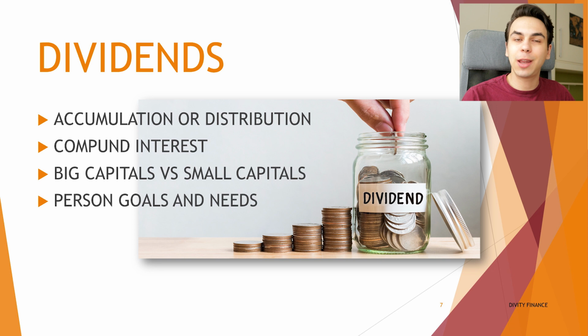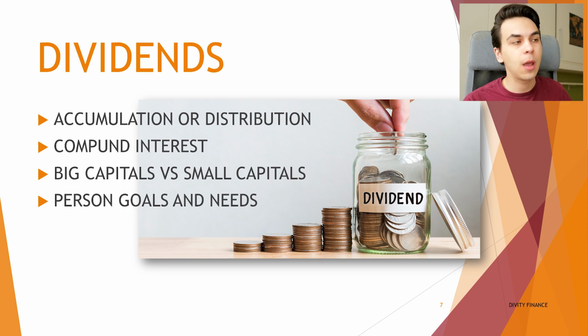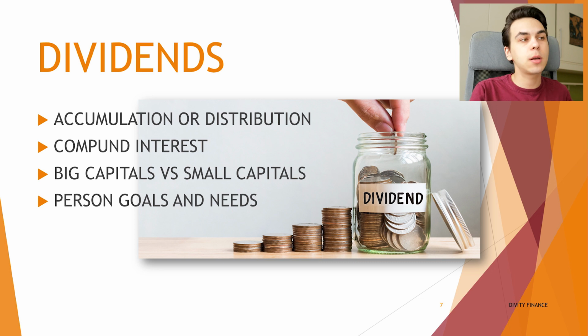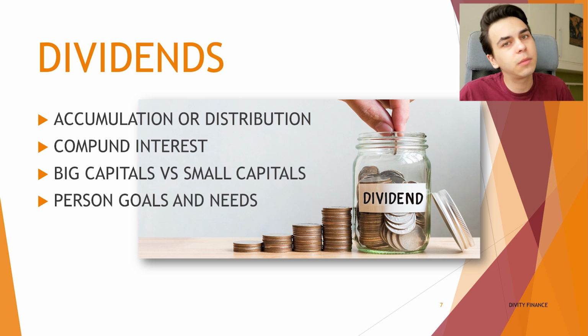Now let's talk about dividends. We said that there are two types of ETFs when it comes to dividends: the accumulation ETFs and the distribution ETFs. The accumulation ETFs are the ones that actually take the dividends and reinvest them in the ETF itself. It's like a total return index. The distribution ETFs take the dividends from the companies that are inside the index and then give those dividends to the people that bought the ETF. So they will give you the dividends.